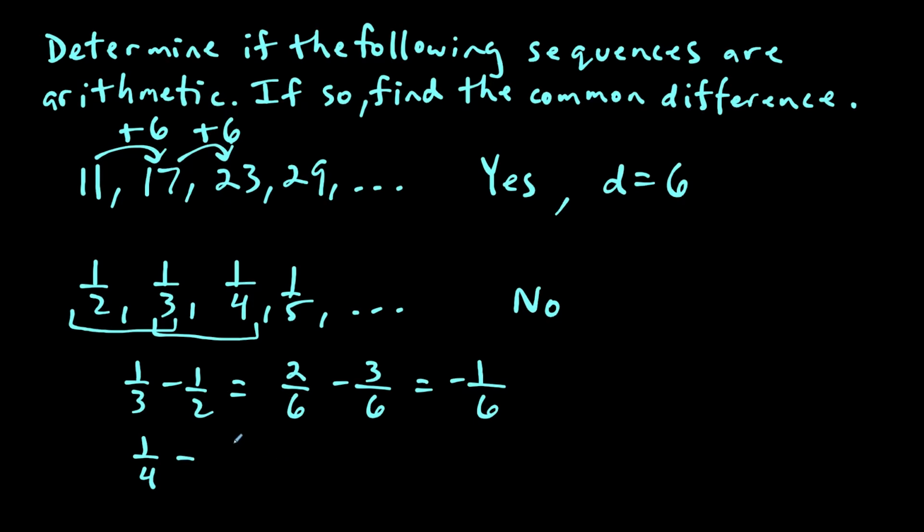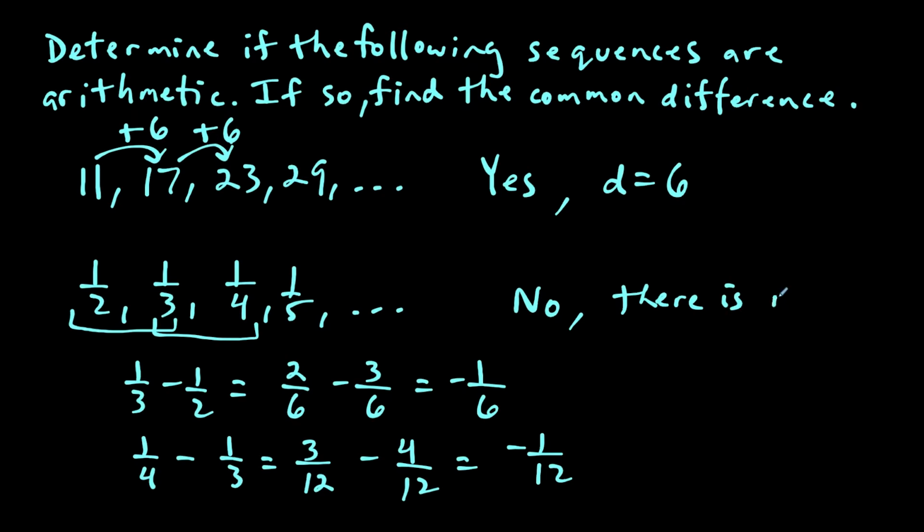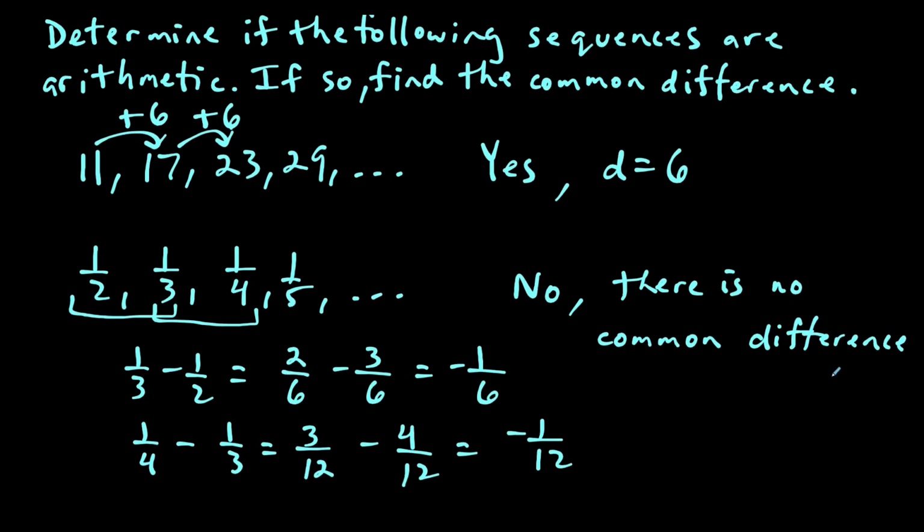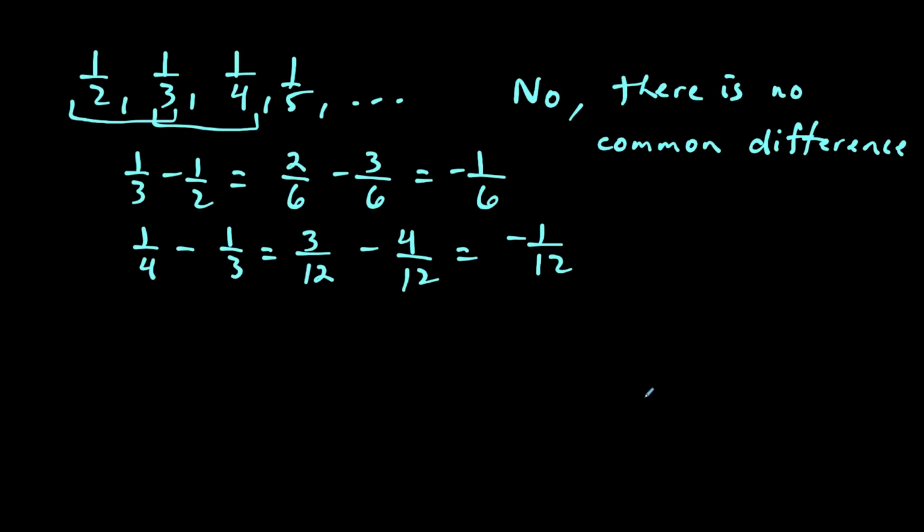So if I subtract those two, notice here if I find common denominators, I'll have 3/12 minus 4/12, which is -1/12. So right away I could say no, because the difference here was -1/6 and the difference here was -1/12, and we could just say there is no common difference. So this is our rationale for why this sequence here is not an arithmetic sequence. So we'll move on here, and I want to look at another example.